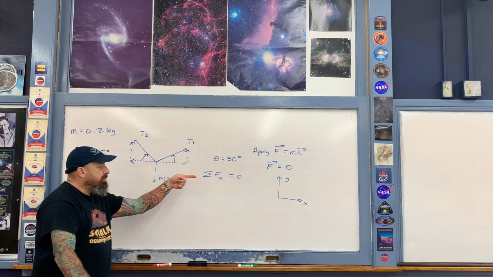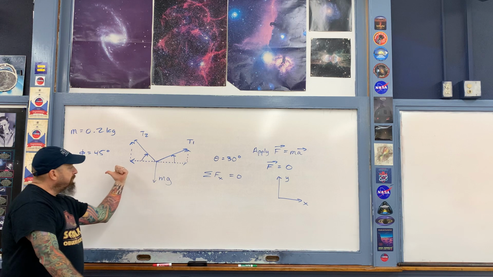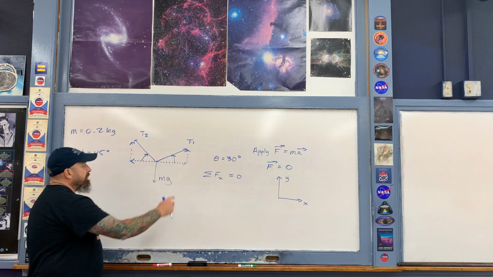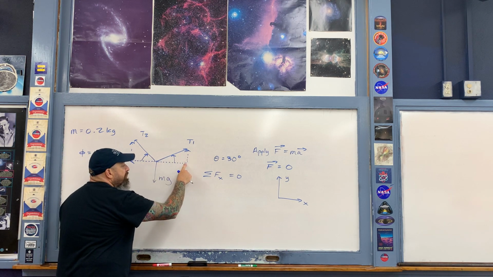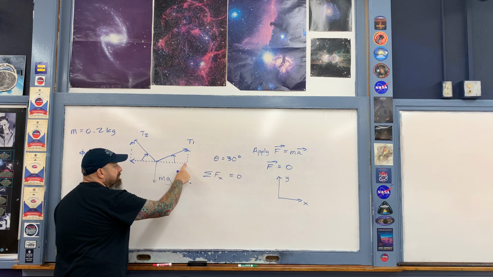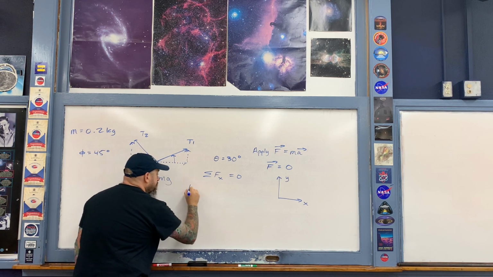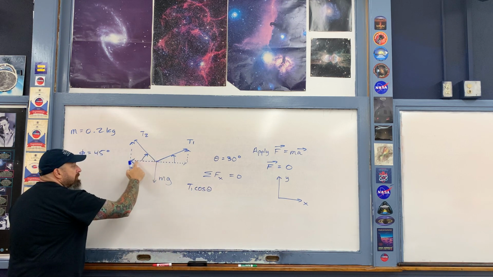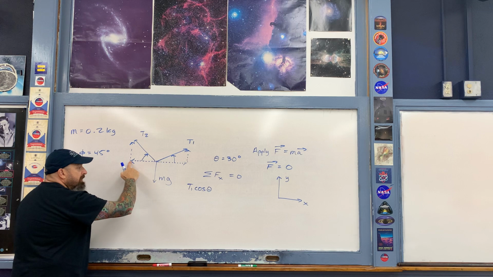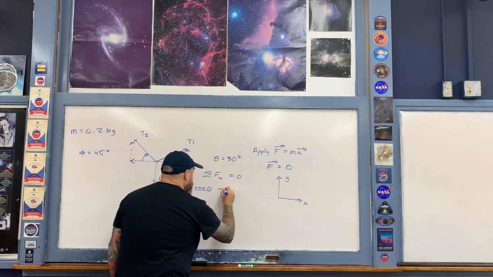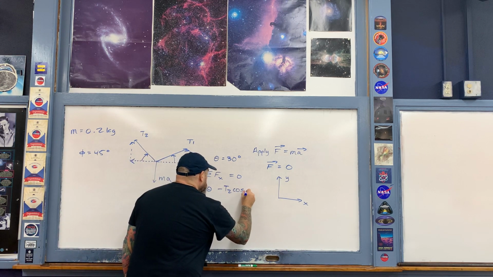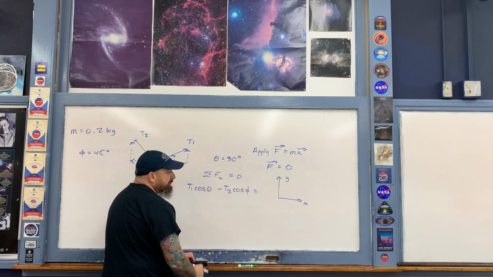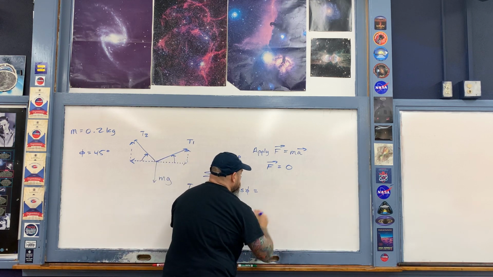We'll say that any force vector to the right is positive, and any force vector to the left is negative. So right here is a component of T1. This right here is the adjacent side of a right triangle. This right here is T1 cosine theta. Okay, and then right here is a T2 cosine phi, but it points in the opposite direction, therefore we'll make it negative, like so. And then the sum of the forces here horizontally is equal to 0.